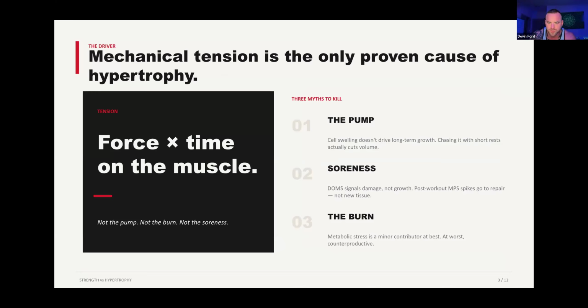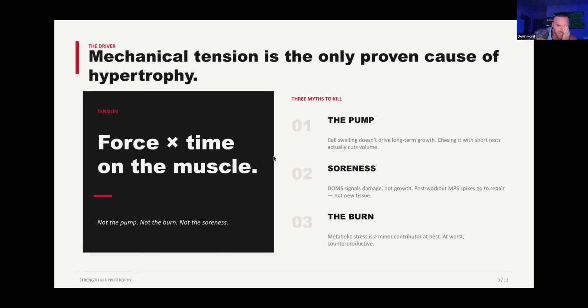What causes hypertrophy? Mechanical tension is the primary driver. This is the guy. Okay, so what the fuck does that mean? It's force times time, okay, on the muscle. So muscle has to be engaging or contracting to apply force, and it has to do it for a long enough time for your body to get the stimulus to grow.